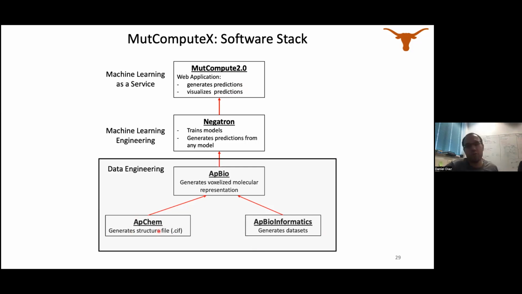This is responsible for getting all the chemical properties and all the structures looking correct and looking uniform, so we could properly digitize everything in AP Bio. And then AP Bioinformatics is where we generate different data sets to maybe bias or transfer learn or sample these protein ligand and protein DNA interfaces.